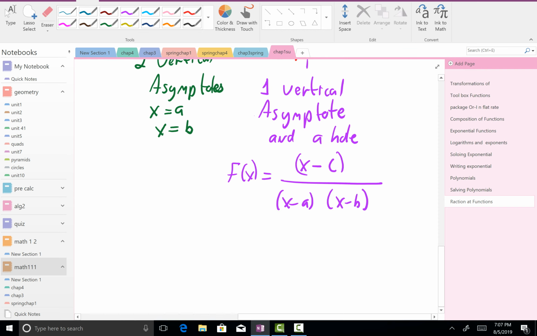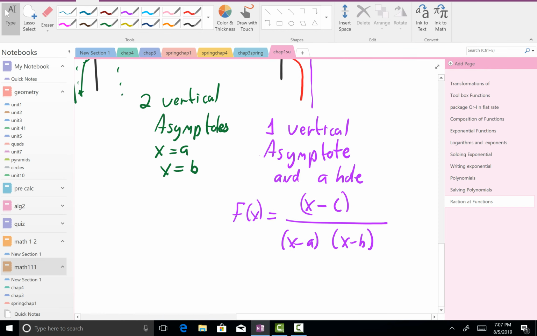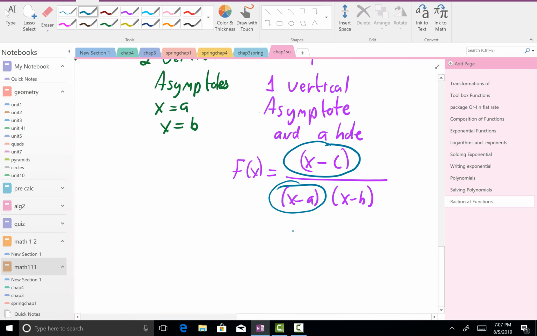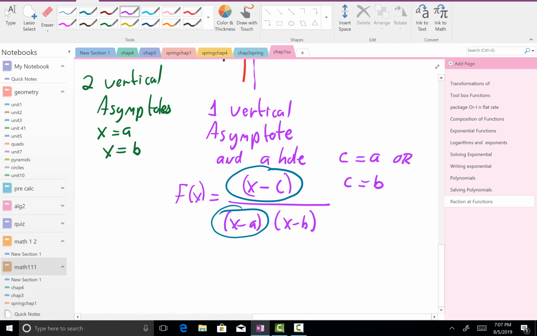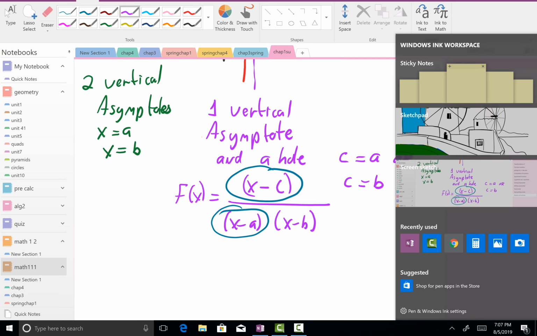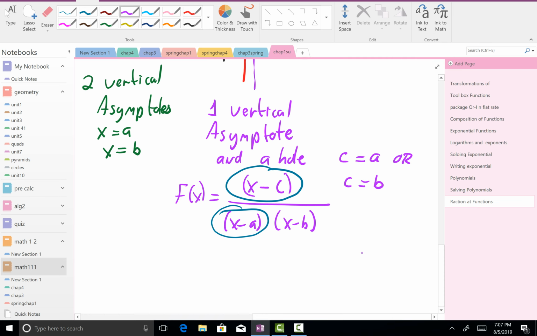So these two things here, this and this one, have to be equal. So to get a hole, our hole would have to be when C is equal to A or C is equal to B. Then we're going to get a hole. Wherever the hole is, the vertical asymptote is not going to be. So it's either going to be where C is equal to A or C is equal to B.